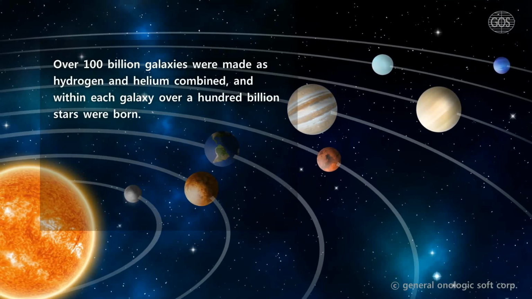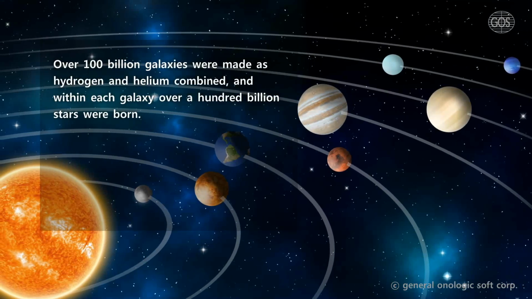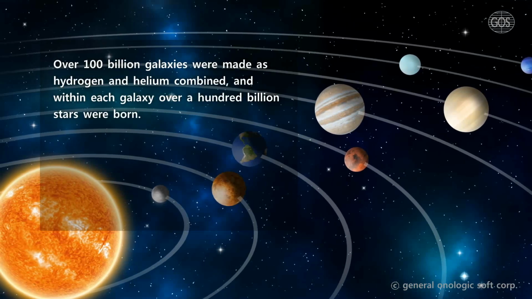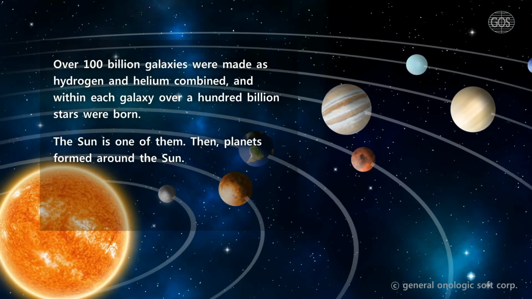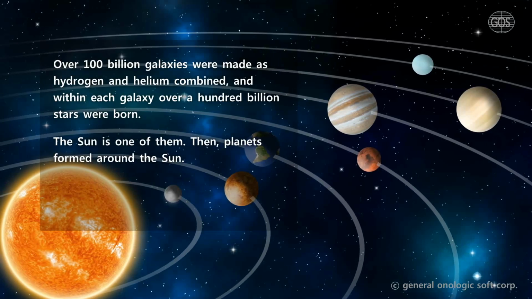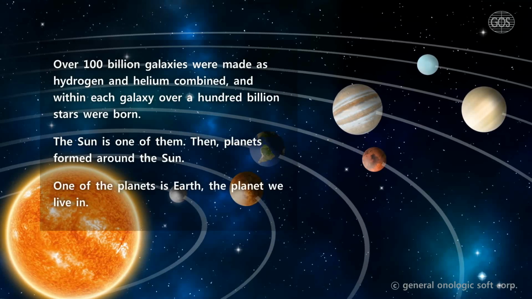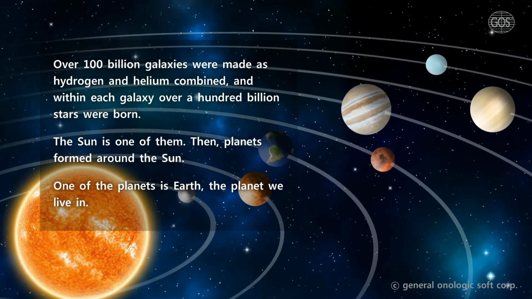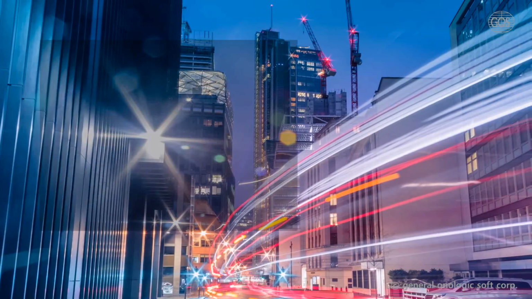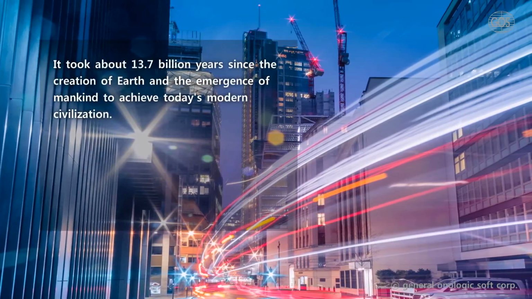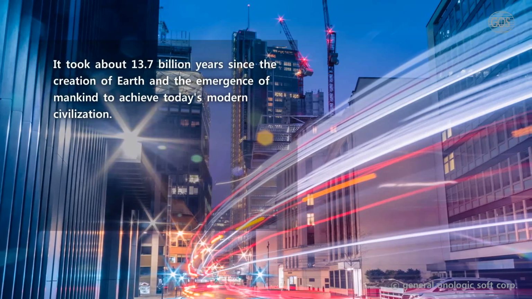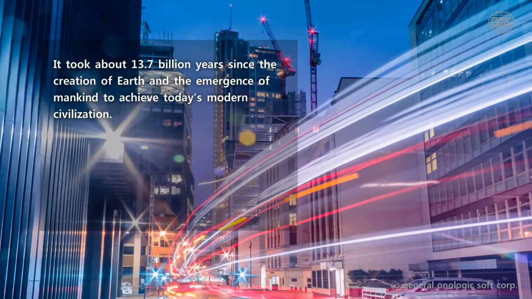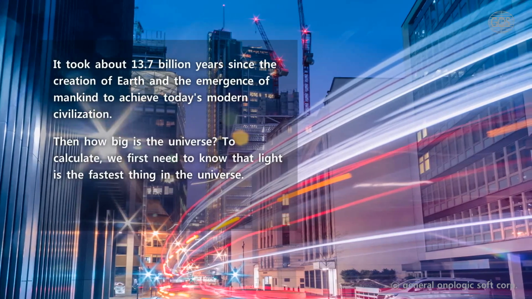Over 100 billion galaxies were made as hydrogen and helium combined, and within each galaxy over 100 billion stars were born. The Sun is one of them. Then, planets formed around the Sun. One of the planets is Earth, the planet we live in. It took about 13.7 billion years since the creation of Earth and the emergence of mankind to achieve today's modern civilization. Then how big is the universe?